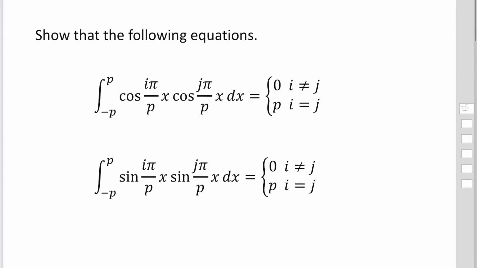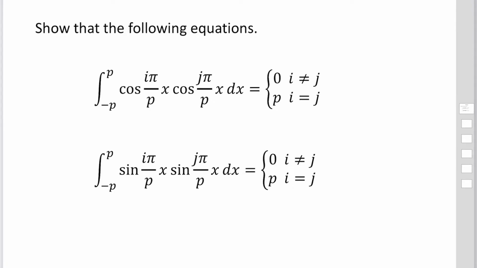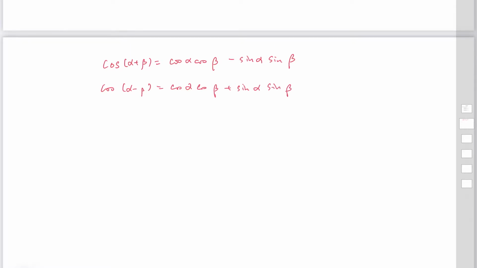And the second case is a product of the sine functions. To prove these, we use the addition formulas. The addition formula for cosine: cosine(alpha plus beta) is equal to cosine alpha cosine beta minus sine alpha sine beta, and cosine(alpha minus beta) equals cosine alpha cosine beta plus sine alpha sine beta.